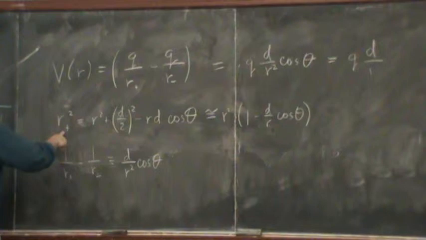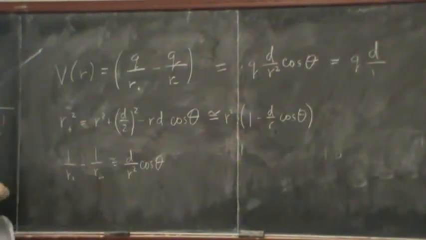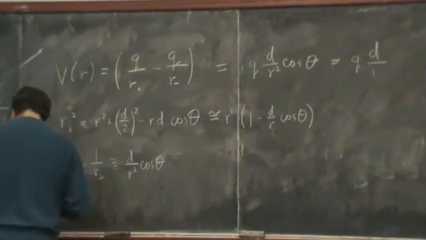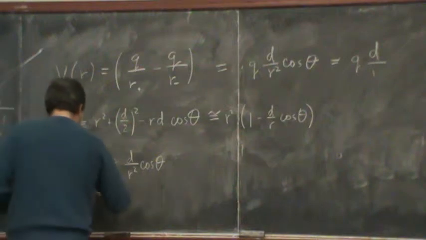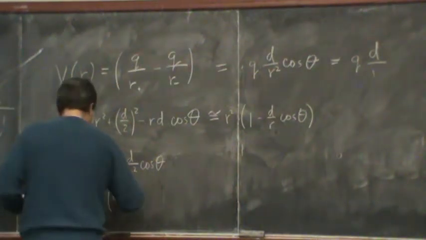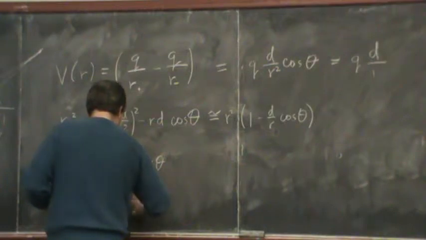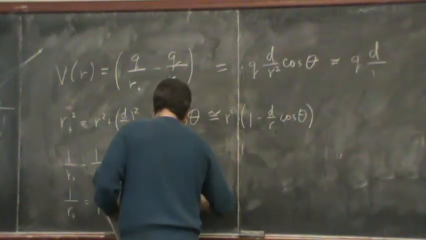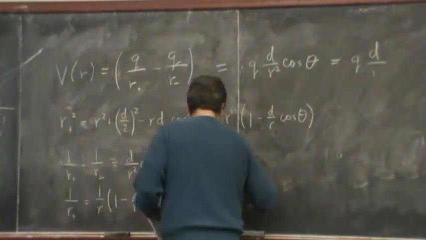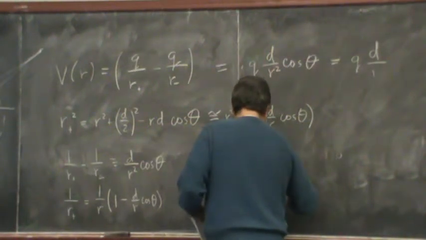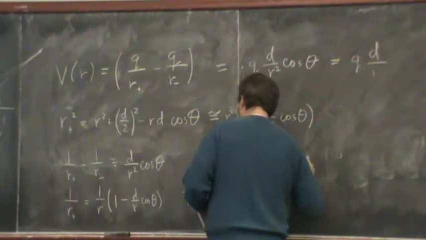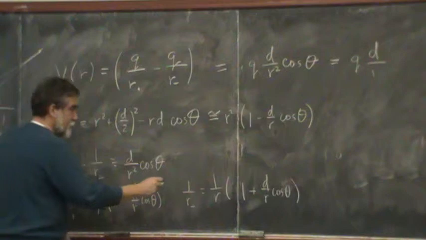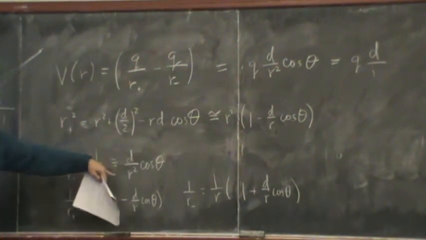But I can say that if r plus is that, using the law of cosines, then 1 over r plus is 1 over r times 1 minus d over r cos theta. And 1 over r minus is 1 over r times 1 plus d over r cos theta. And now I'm going to take the difference between the two, which is going to cancel this term out, and leave me with the d over r squared term.